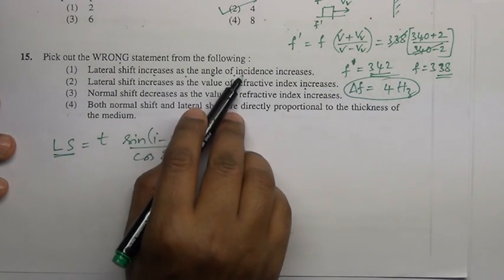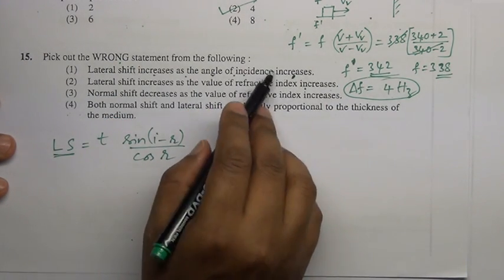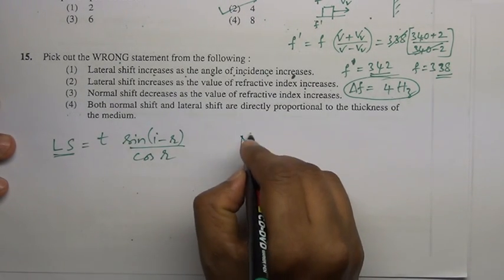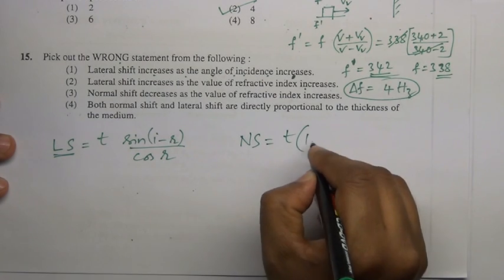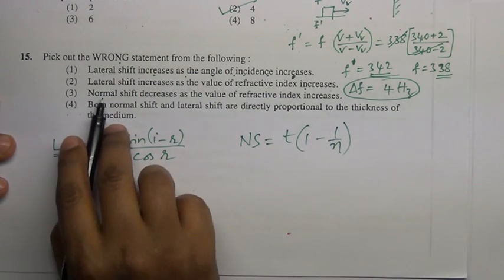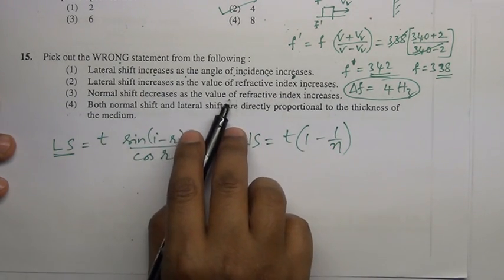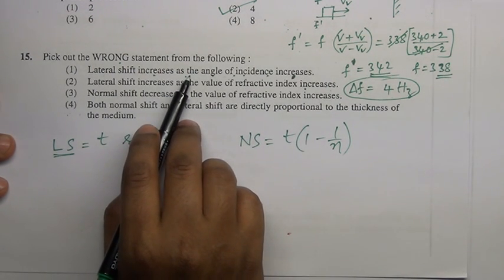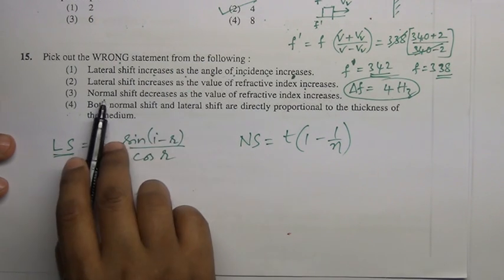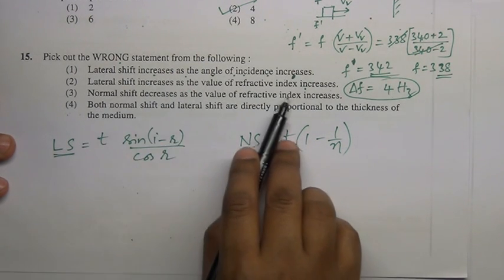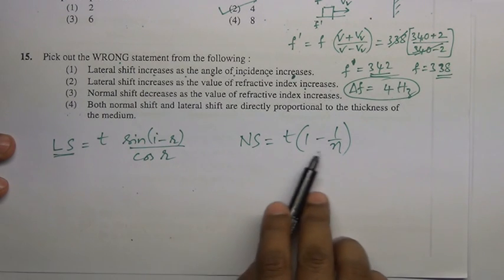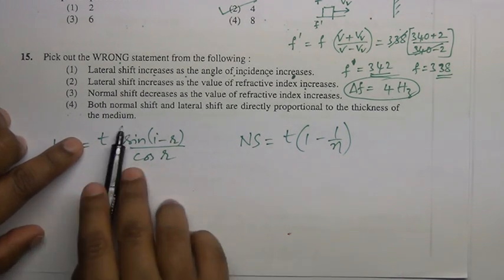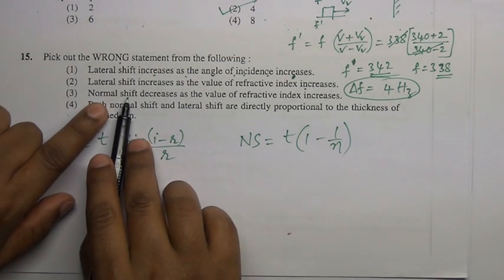Lateral shift increases as the angle of incidence increases. Yes, it is affected. Third, normal shift decreases. Normal shift is given by t into (1 minus 1 by n). Normal shift decreases as the value of refractive index increases. I am trying to avoid these two so that I can concentrate on these two later, because normal shift depends on refractive index. We can find that in the equation, whereas there is no such direct connection with refractive index. That is why I am taking this first.